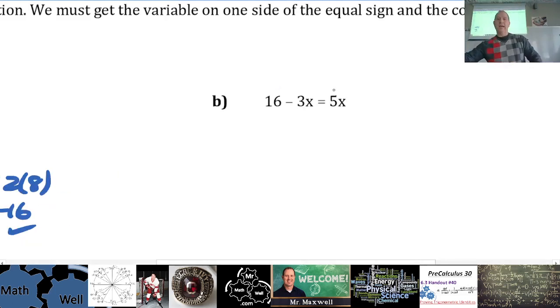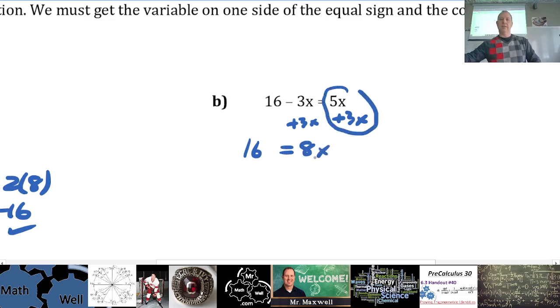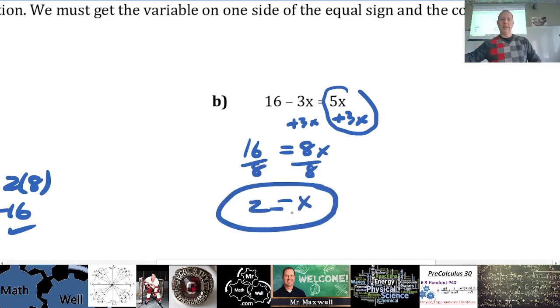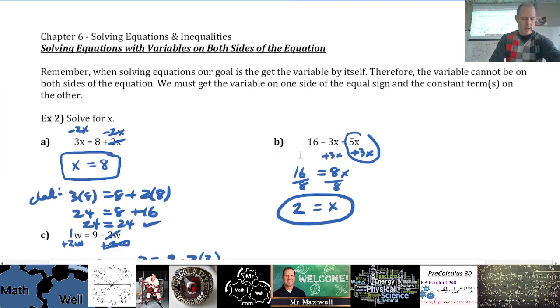Okay, so for B, I'm going to add 3x to both sides. I'm going to have 16 equals 8x, because 5 plus 3 is 8. So 8 x's. Divide by 8. X equals 2. Got it? Yep. Okay, good. And that should check out as well. All right.